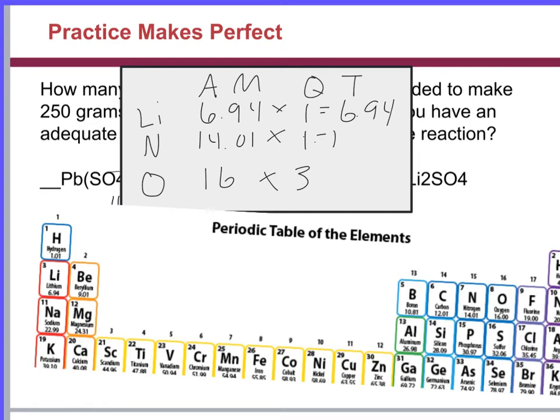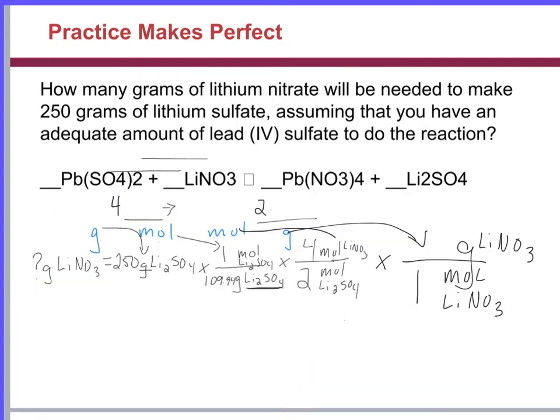6.94, 14.01, and 16 times 3, 48. Now get our total, 48 plus 14.01 plus 6.94 gives us a total of 68.95. Okay, so back up here, let me actually erase this a little bit. Here we go. And we've got 68.95.